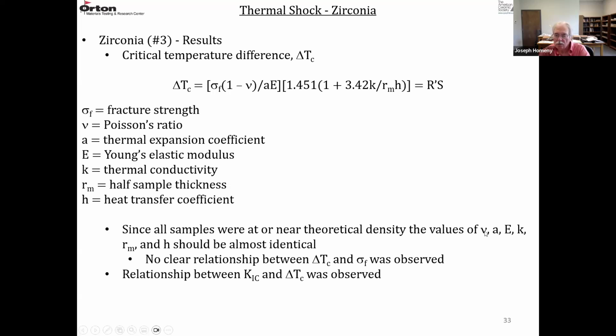So nu, the Poisson's ratio, A, the thermal expansion, E, Young's modulus, K, the conductivity, Rm was also held the same, and H, the heat transfer coefficient, should all be the same. So if we keep all these variables the same except for the strength, there should be a relationship between delta TC and sigma F, but they didn't really see any clear relationship. But they said there was a relationship between the fracture toughness and the critical temperature difference.